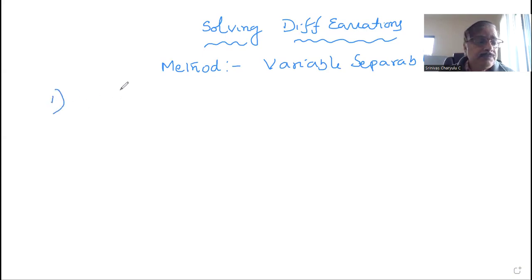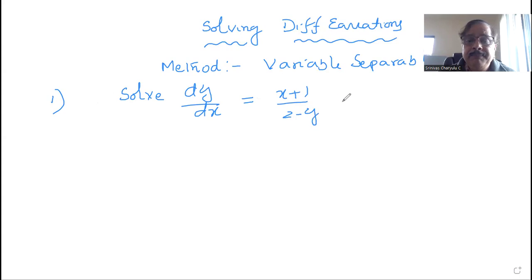Question number 1. Solve dy by dx is equal to x plus 1 divided by 2 minus y, y is not equal to 2. If y is equal to 2, what happens? 2 minus 2 will become 0, and the equation will become infinite. So that is why y should not be equal to 2. So how to solve this now? dy by dx is equal to x plus 1 divided by 2 minus y.